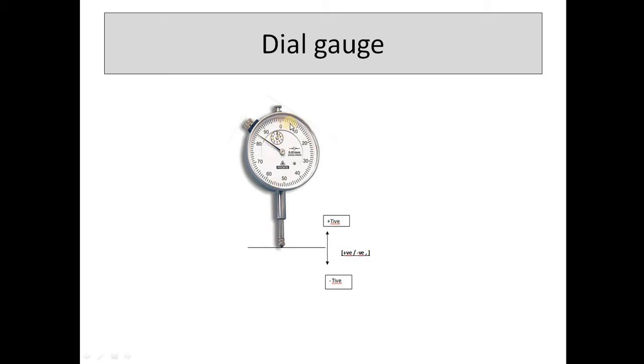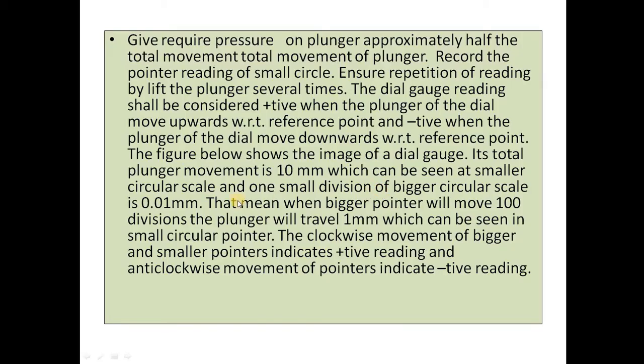One division of this dial gauge denotes 0.01 mm, and once the pointer rotates 360 degrees, the plunger will move 1 mm. We have to try to keep the dial gauge perfectly at the middle, so that you will get both positive direction reading as well as negative direction reading.